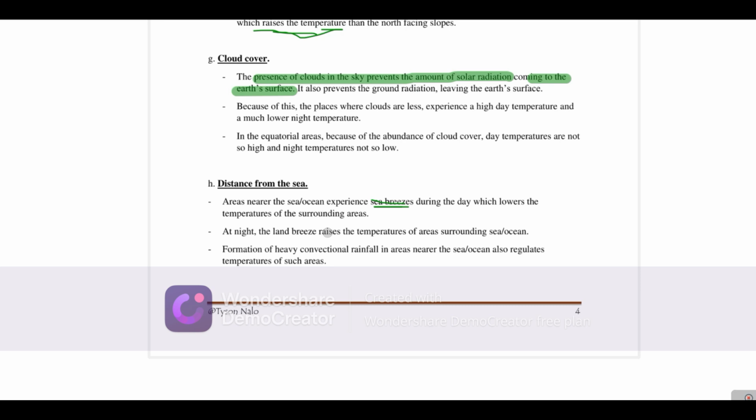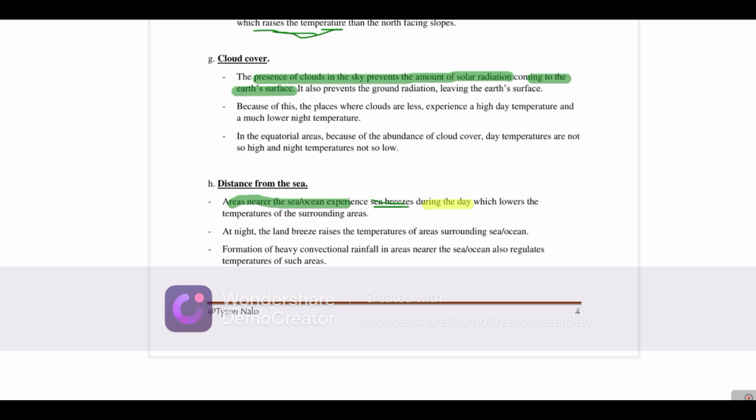So this is actually the point. Areas nearer the sea or ocean will experience sea breeze during the day, and underline this, during the day, because when it is night time, another type of breeze occurs called land breeze. So you should be able to make that statement correctly by stating during the day.